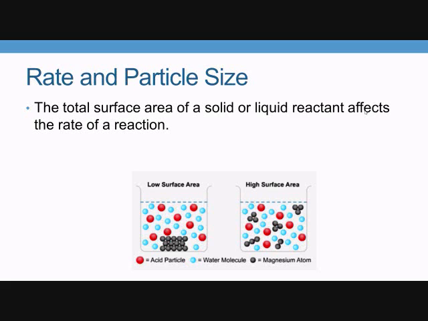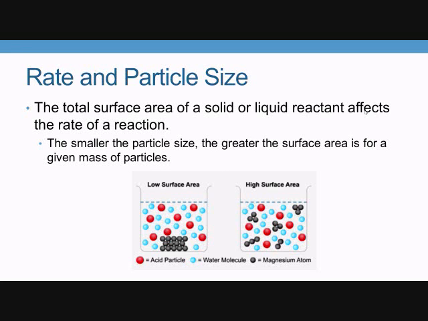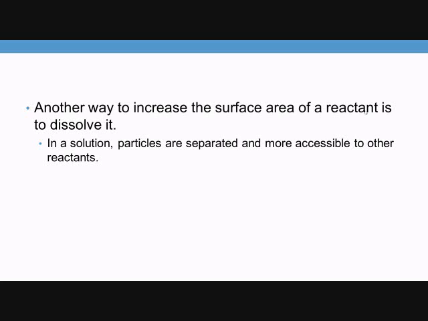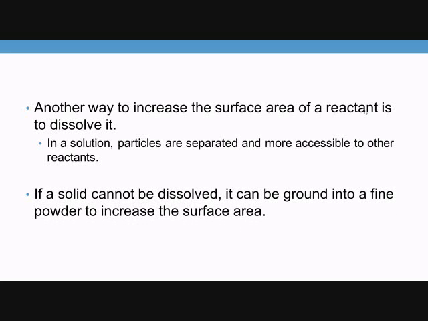Particle size, if you have a bigger particle versus a smaller particle, that will change it. Surface area is what it has to do with. So the smaller the size of the particle, the more surface area it has, and more surface area allows for more reactions. Sometimes you can dissolve the reactant, we do a lot of solution chemistry. We dissolve it in water, and that's because the particles are separated and more accessible for other reactants to actually react. But if you can't dissolve it, then you can also grind it into a fine powder to increase surface area, or just cut it up.